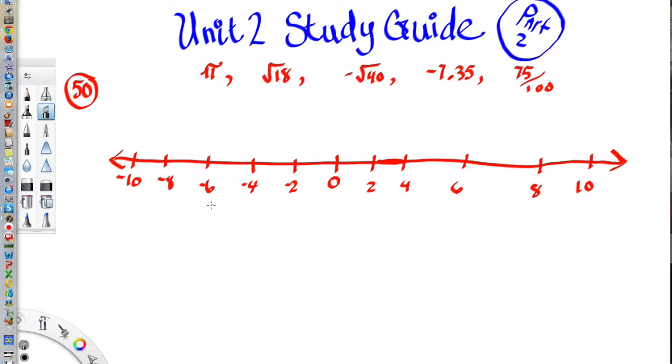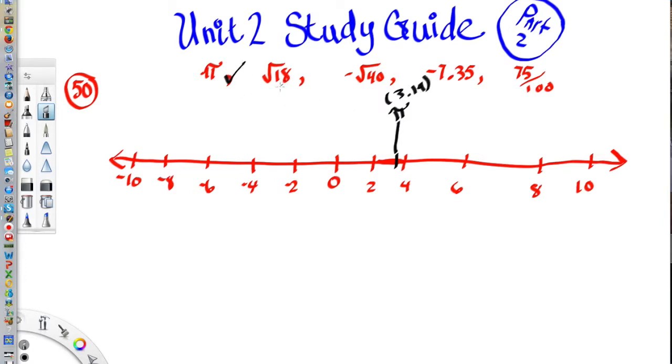Okay, boys and girls, let's hop down to number 50. Now we are ordering these somewhat strange numbers. Not the normal numbers we would think of putting on a number line, but we can do it nonetheless. Our first number is pi. Now I know that pi is approximately 3.14, and 3.14 would be between 3 and 4. And it's going to be a little closer to 3 than 4, so I got 3.14, be right there.